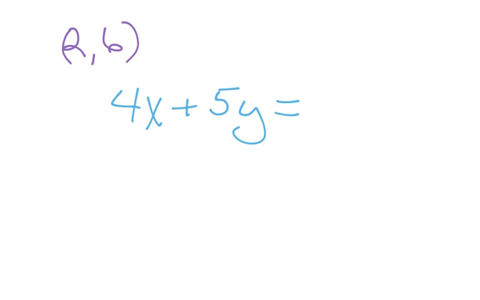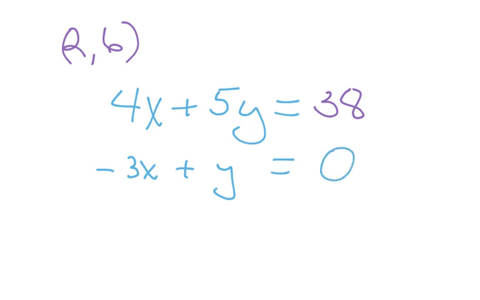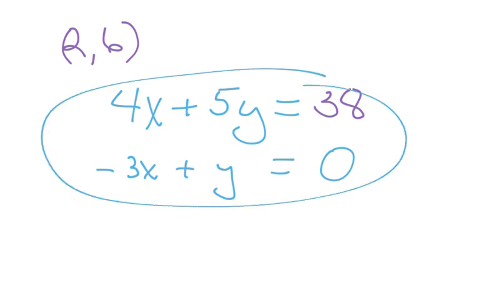So this is going to be 4 times 2 is 8, 5 times 6 is 30, so 38. And then let's say negative 3x plus y. So negative 3 times 2 is negative 6, plus 6 for y, that gives you 0. So this would be the equation.